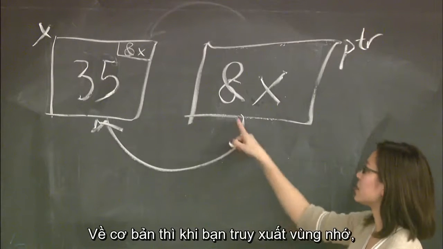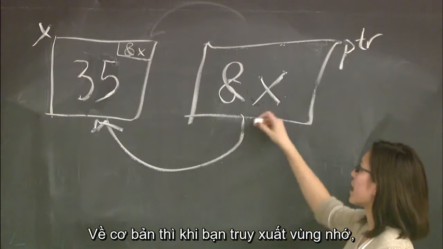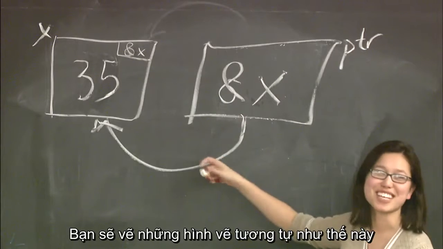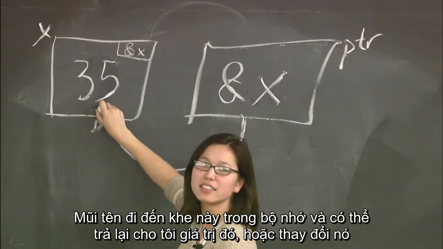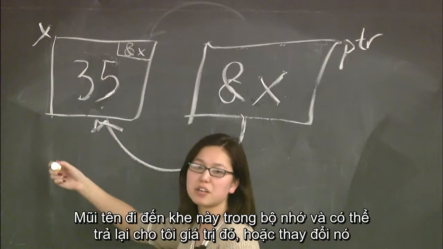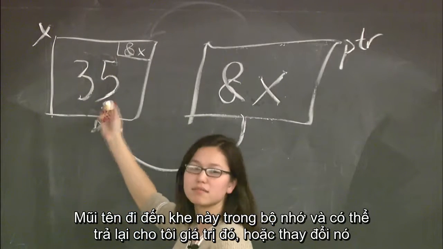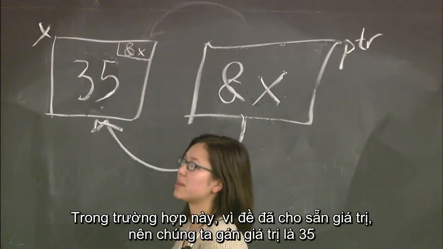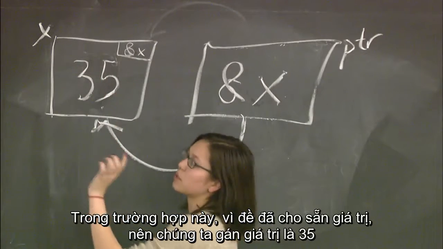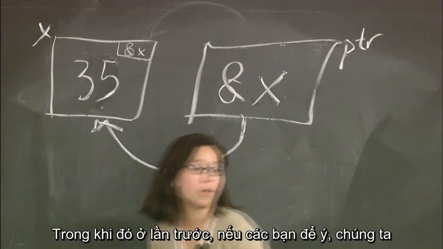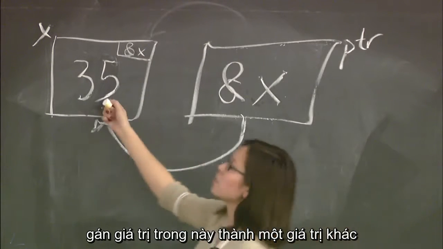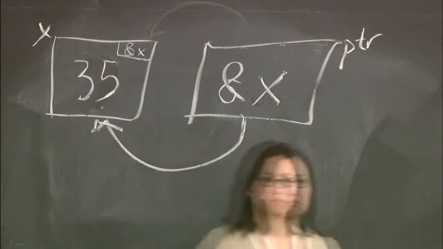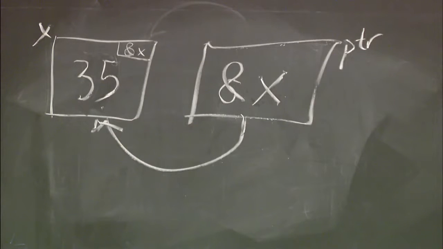So basically, when you're dereferencing, you're going to be drawing pictures like this. You're going to be drawing your arrows over where it is. So go to this slot in memory and either give me that value back or alter it. Okay? In this case, because we're at this value, we're assigning it to be 35. Whereas in the last one, if you noticed, we were assigning what was in here to something else. Okay? So we have this awesome table.